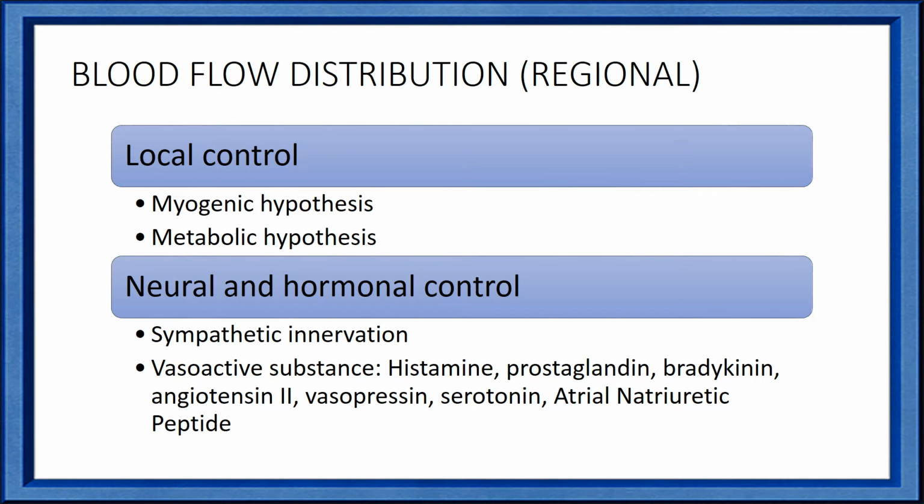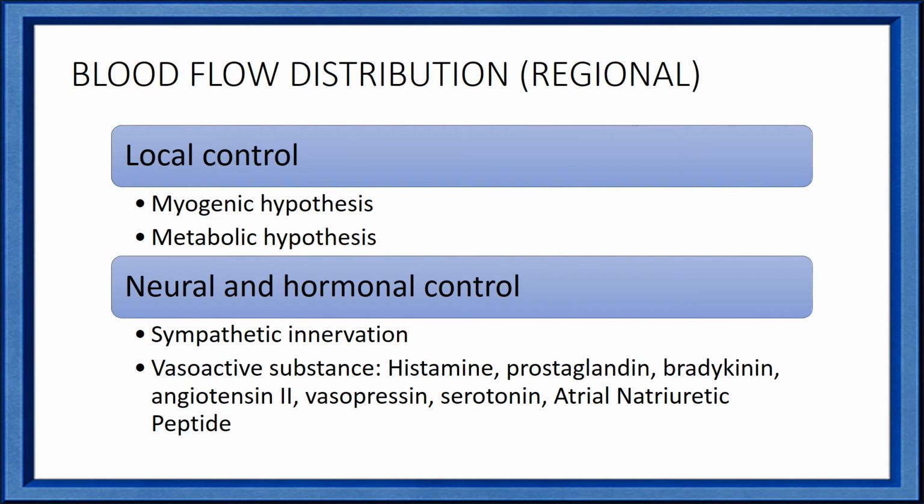According to the metabolic hypothesis, a decrease in tissue oxygen supply, local increase in temperature, carbon dioxide, acidity, and other substances stimulates local vasodilation. The second mechanism is neural and hormonal control. Most systemic arterioles are innervated by sympathetic neurons. Tonic discharge of norepinephrine from sympathetic neurons helps maintain myogenic tone of arterioles. Among the hormones with significant vasoactive properties are atrial natriuretic peptide and angiotensin II.